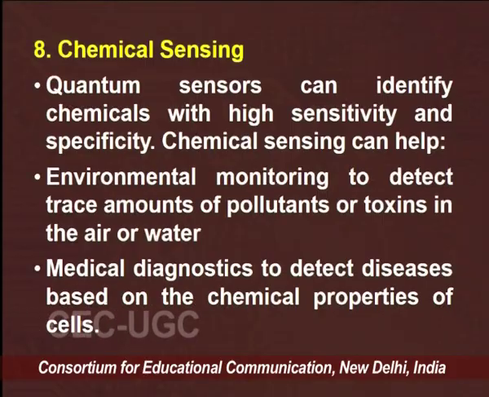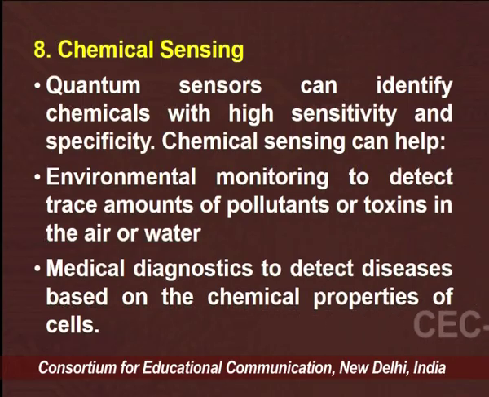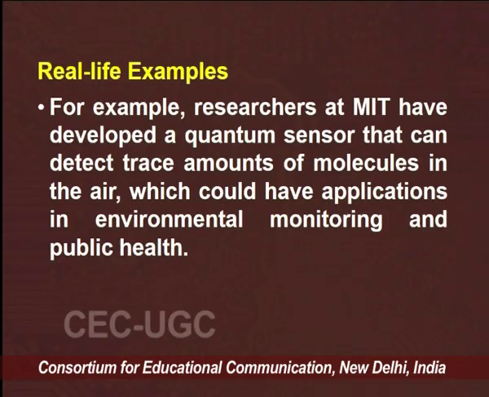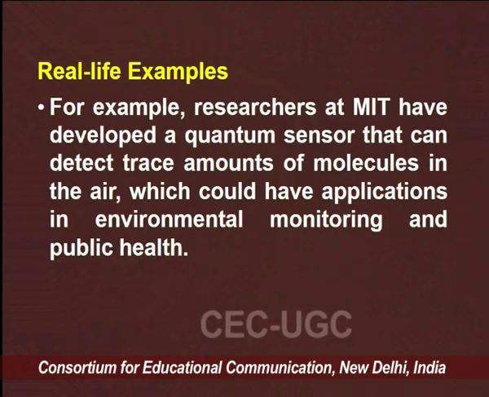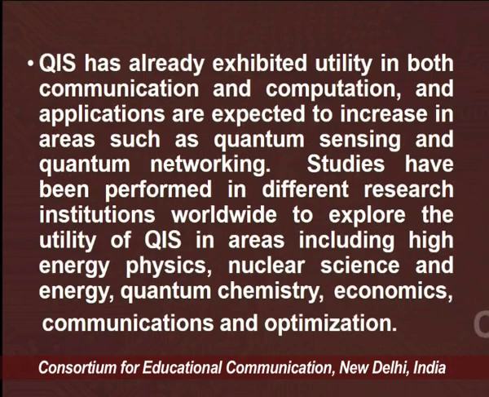So, another is chemical sensing. Quantum sensors can identify chemicals with high sensitivity and specificity. So, chemical sensing can help environmental monitoring to detect trace amounts of pollutants or toxins in the air and water, and medical diagnostics to detect diseases based upon the chemical properties of the cell. For example, at MIT, researchers have developed a quantum sensor that can detect trace amounts of molecules in the air, which could have application in environmental monitoring and public health.